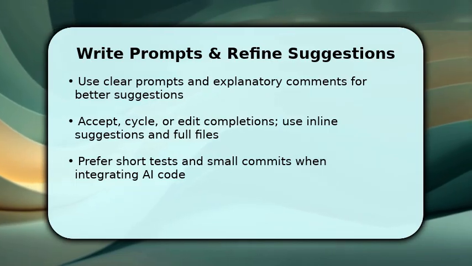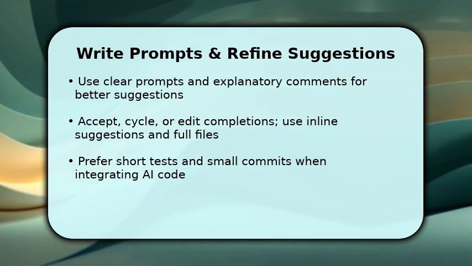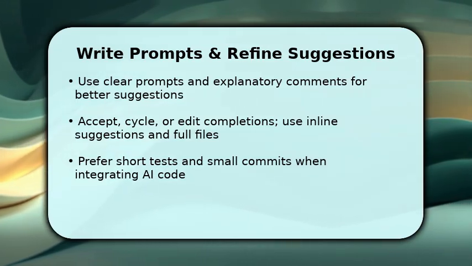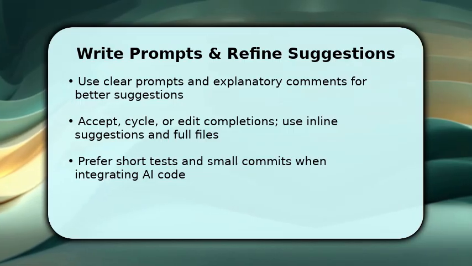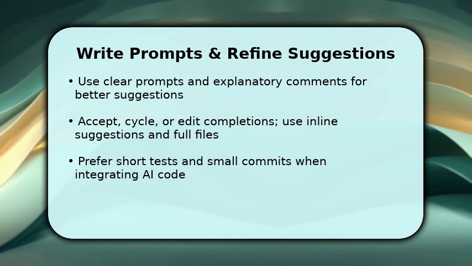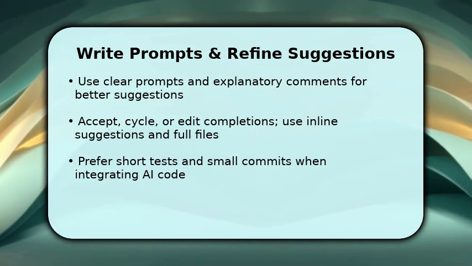Make iterative tests locally and commit small changes as you refine suggestions, because rapid feedback helps you understand what the model produced and prevents bloated commits. Also, use explicit function signatures to guide the AI toward correct implementations.